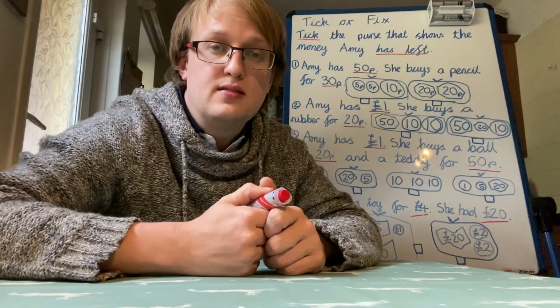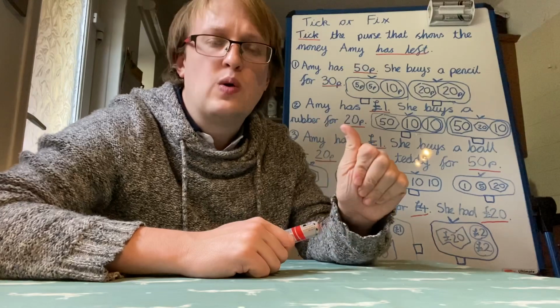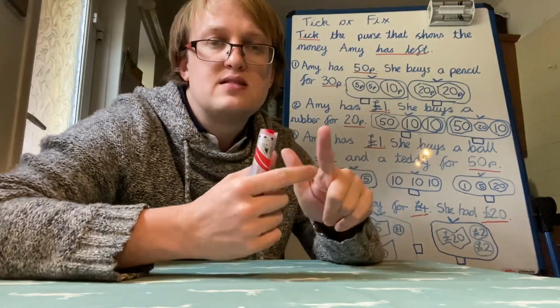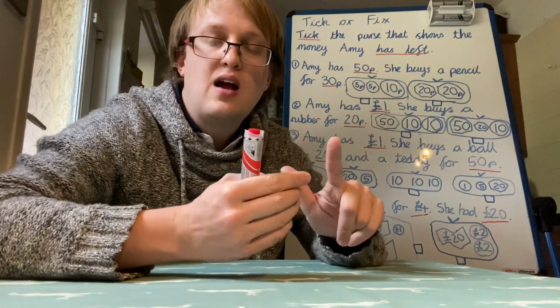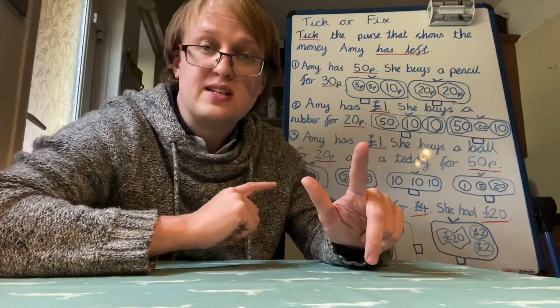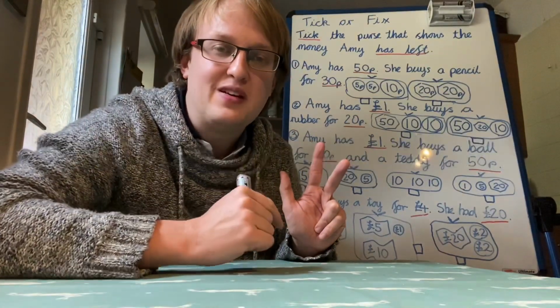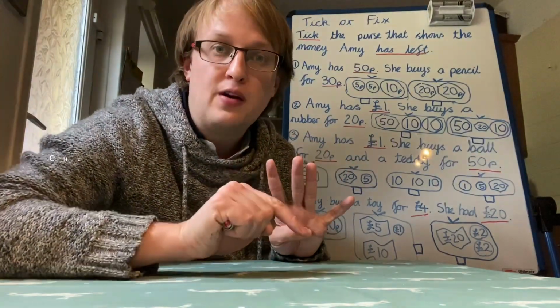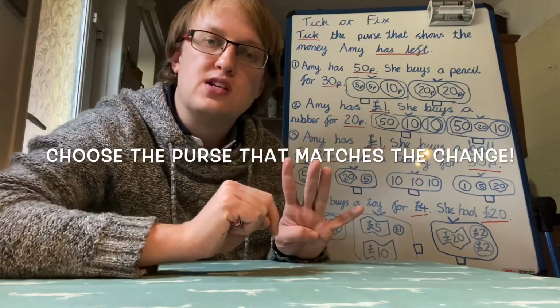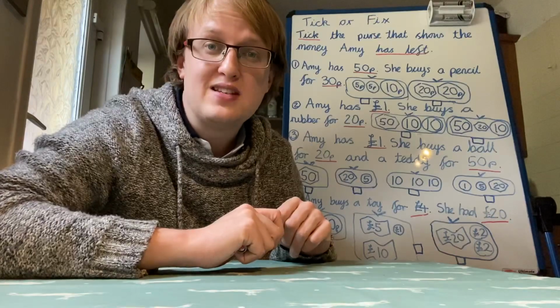So the strategy I'm going to use is going to have 5 steps. Step 1 is going to be to read the question really carefully. Step 2 is to figure out how much change Amy would have after spending the different amounts that she spends. Step 3 is to figure out how much there is in each purse. Step 4 is to choose the purse that matches the change that Amy would have. And step 5 is to check our answer.